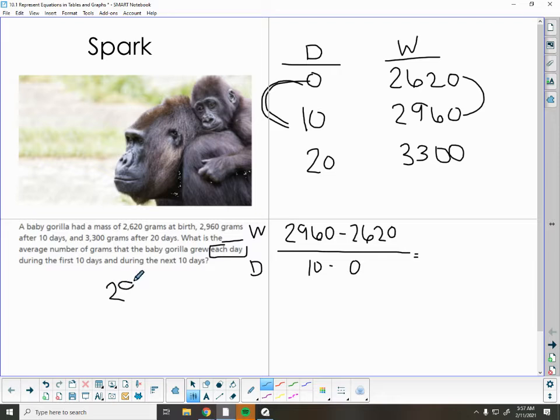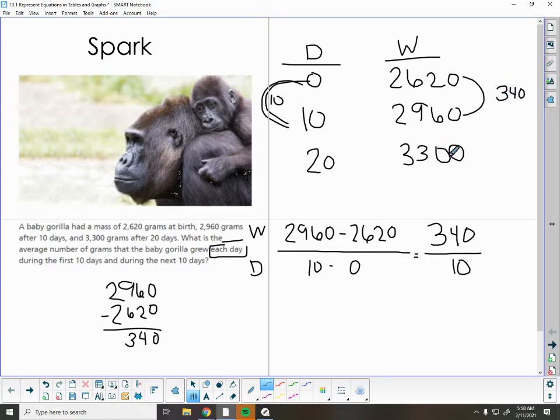So I'm going to do the problem here: 2,960 minus 2,620 ends up being 340. So it grew 340 grams in 10 days. 10 minus 0 is 10. So in 10 days, it grew 340 grams. Let's see what is happening here. We know that in 10 days, it grew 340.